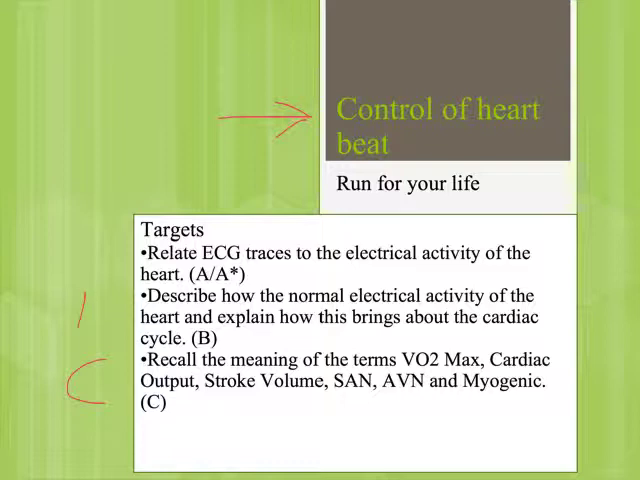That's for C grade. For B grade, I've made a little bit of an error here, so to describe how the normal electrical activity of the heart brings about contraction, how that brings about the cardiac cycle overall. And then for A and A star, what we're looking at is relating ECG traces to the electrical activity of the heart, so being able to say what's happening at each stage of an ECG trace, and then ultimately describe an ECG when the heart has some defects, so coronary heart disease or fibrillation or whatever.